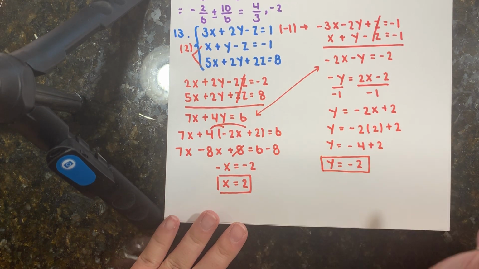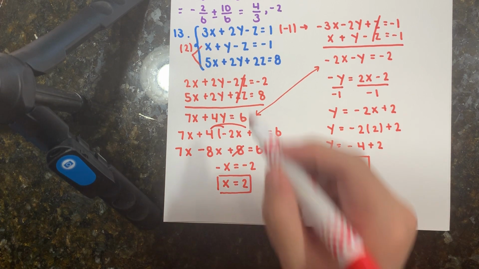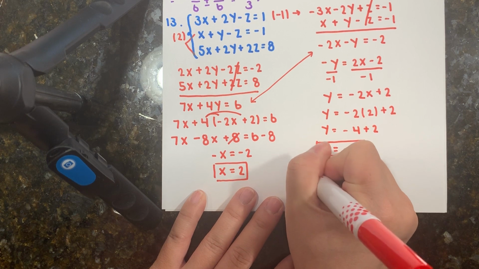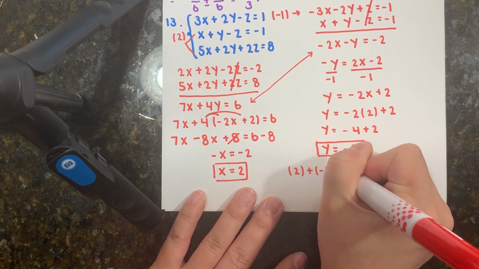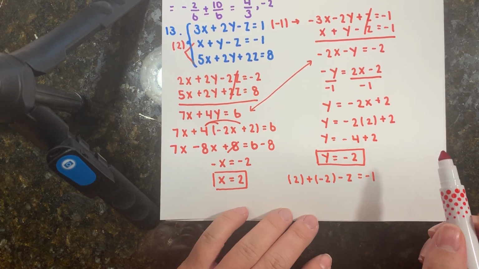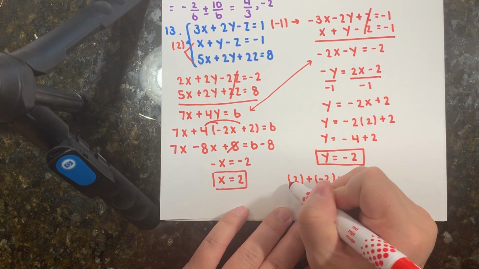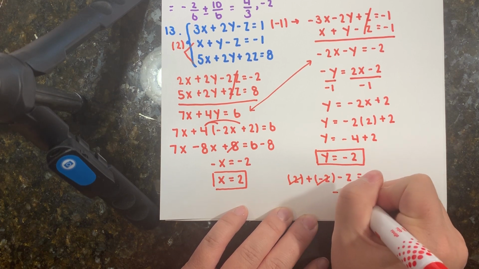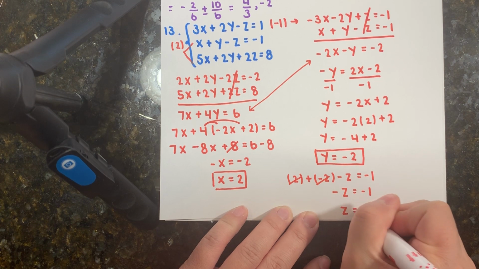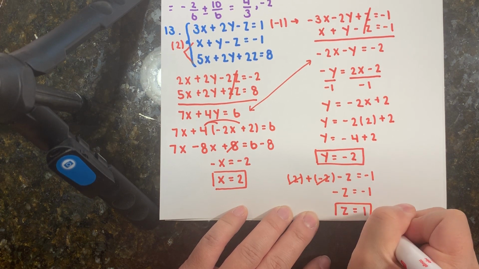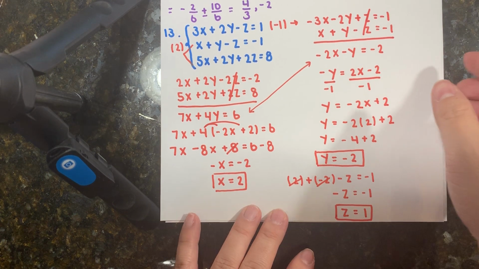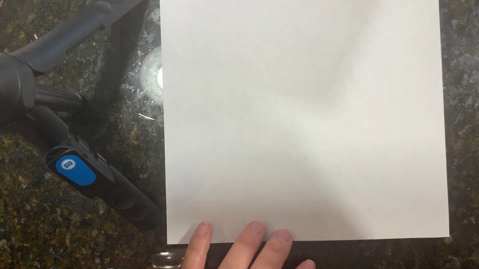Lastly, we do need to solve for z. So I'm going to take both these values and plug them into my middle equation there, which would be 2 plus negative 2 minus z equals negative 1. Well, look at that. On the left-hand side, 2 minus 2 is actually 0, so they cancel. So I have negative z equals negative 1. And when you divide by negative 1, z is going to be equal to positive 1. And that is your result for number 13.